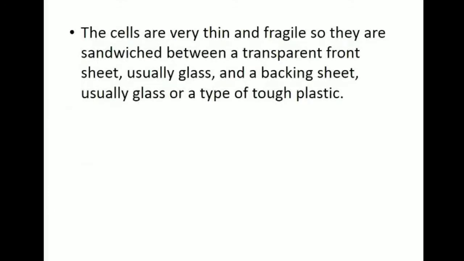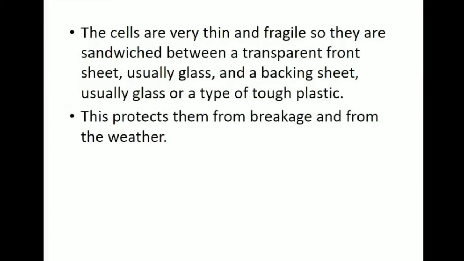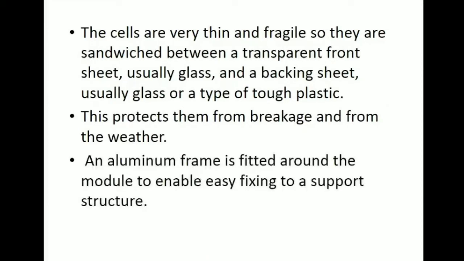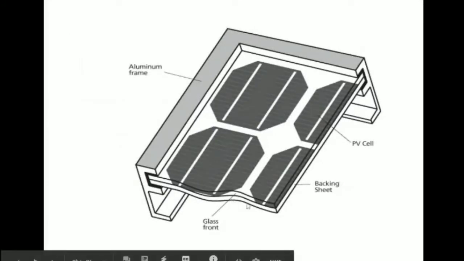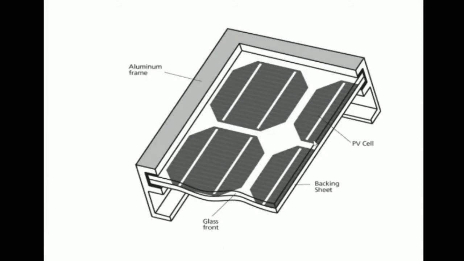The cells are very thin and fragile, so they are sandwiched between a transparent front sheet, usually glass, and a backing sheet, usually glass or a type of tough plastic. This protects them from breakage and from weather. An aluminum frame is fitted around the module to enable easy fixing to a support structure. So, glass front, then backing sheet, with the PV cell provided between them, and an aluminum frame for mechanical support.